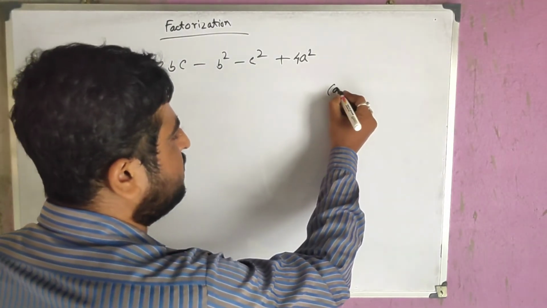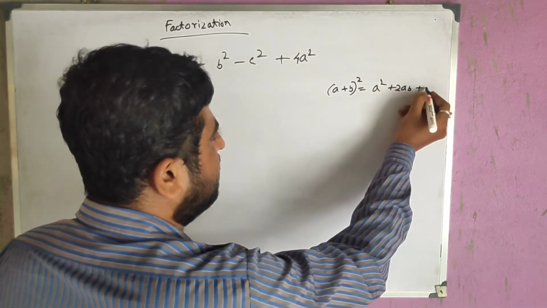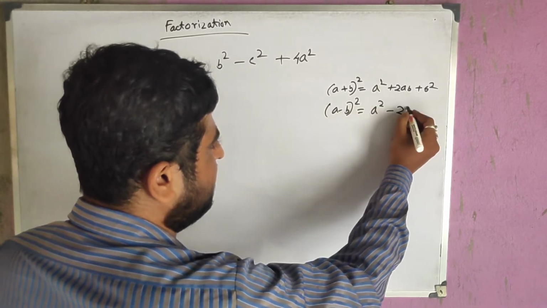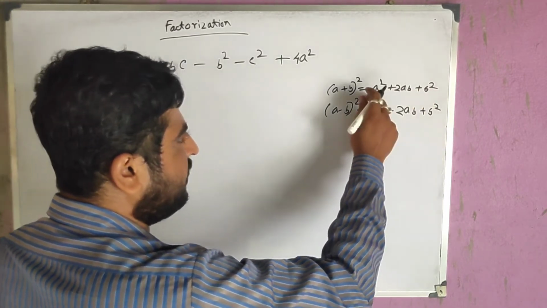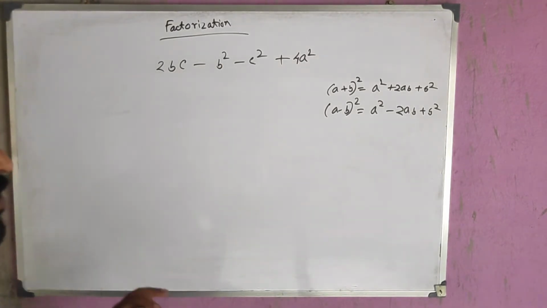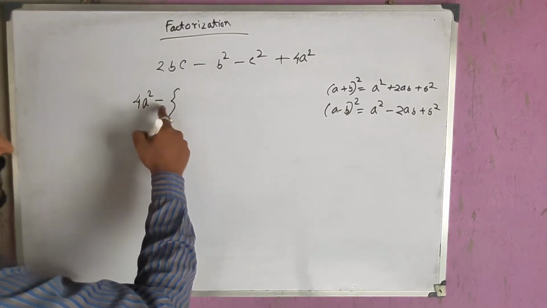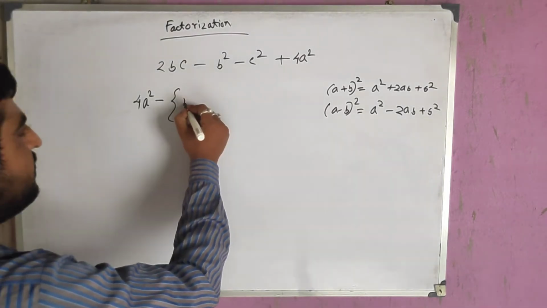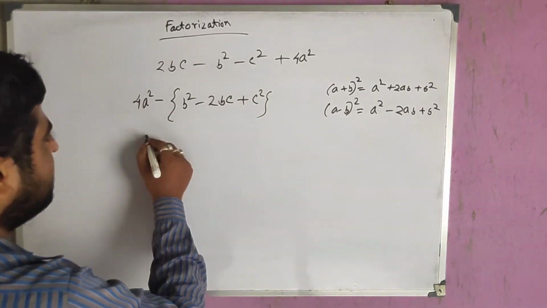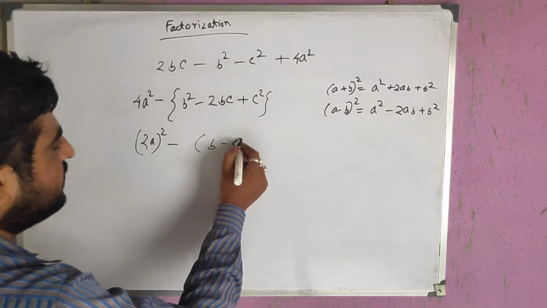But in the formula of a plus b whole square and a minus b whole square, one thing is there. What is the thing? That the square terms have a positive sign, but here the square terms have a negative sign. So what will we do? We will take this 4a square first, then we will take minus as common, then it will become b square minus 2bc plus c square. So it is 2a whole square, and it will become b minus c whole square.